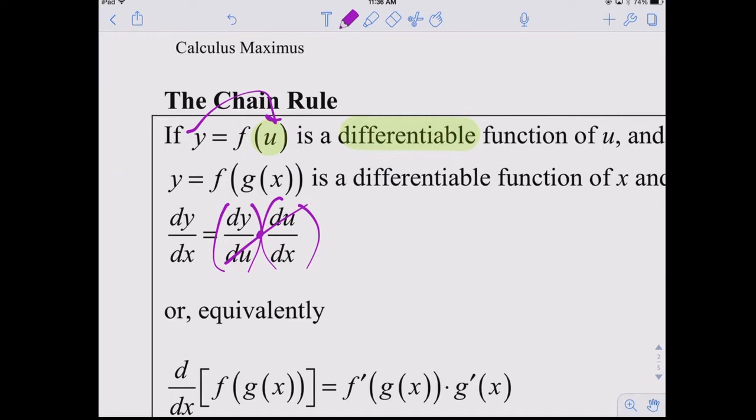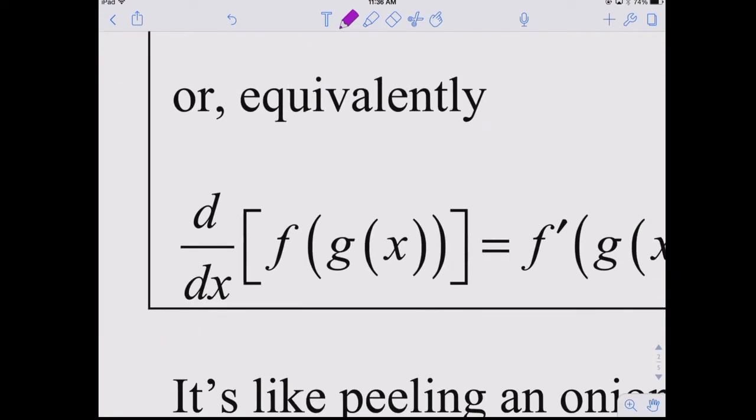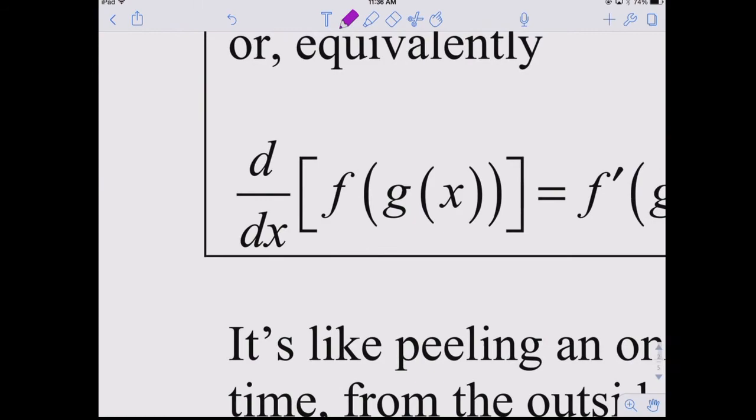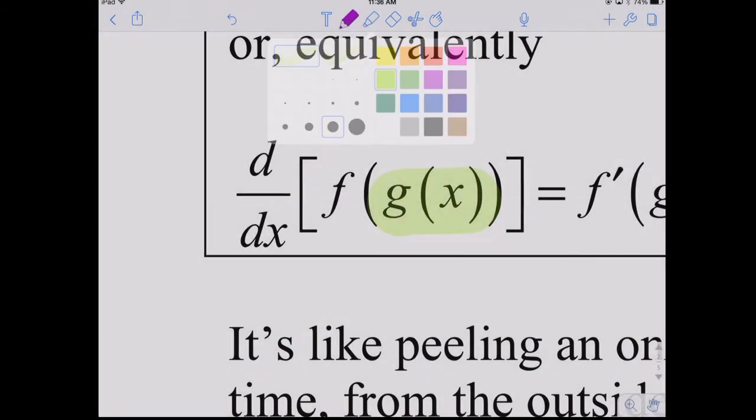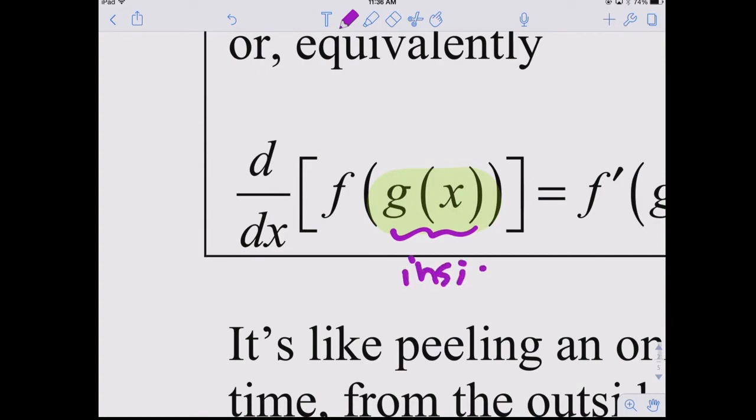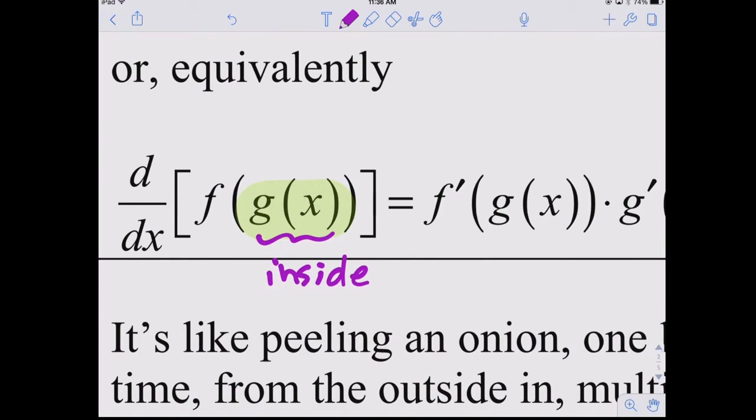Now, that's Leibniz notation. We're going to be doing it primarily with function notation. It's a little bit easier to understand. So here's the equivalent version. If we're taking the derivative of f of g of x, notice g of x is inside your f of x function. You can unpackage the derivative one layer at a time, working from the outside in.